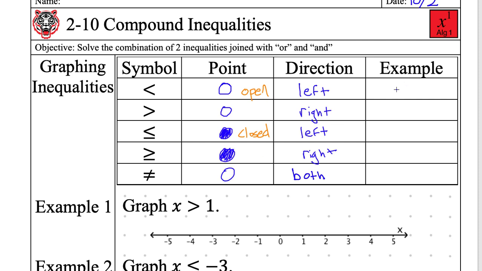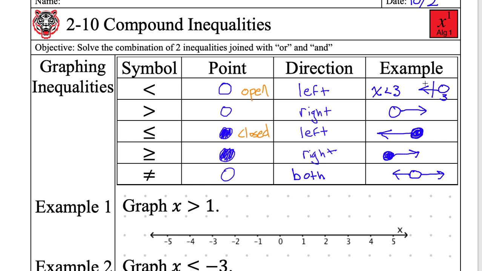So let me give you an example. If I said x is less than 3, then I would have an open point at 3, and then I go to the left. So if I had a greater than symbol, it would look like this. A less than or equal to symbol would be a closed point that goes to the left. A greater than or equal to is a closed point that goes to the right. And a not equal to looks kind of funny, but it's an open point with arrows both to the left and the right.